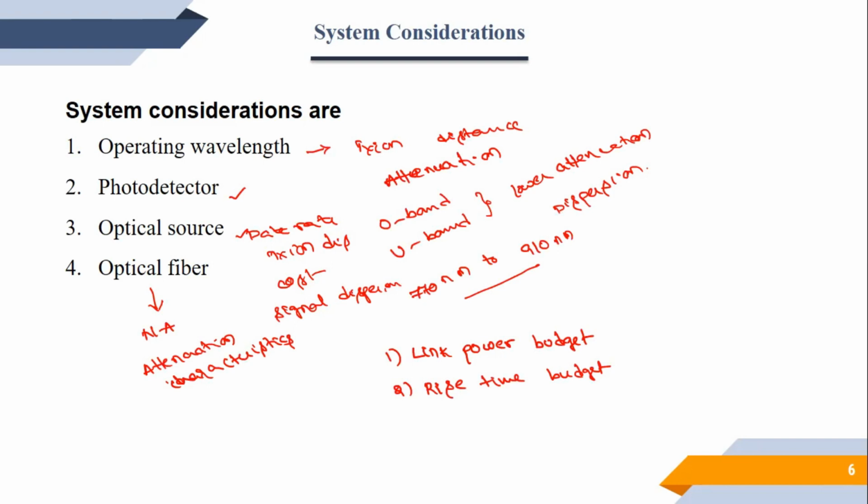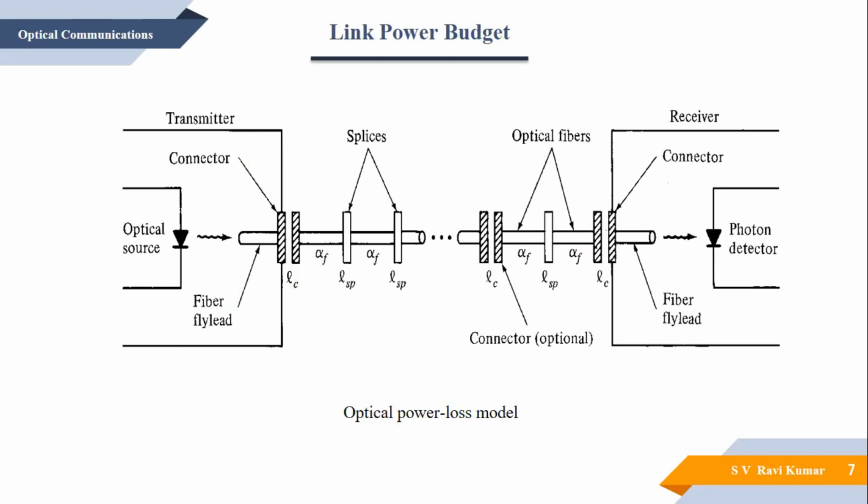Link power budget analysis determines the power margin between the optical transmitter and the receiver, and rise time budget determines the dispersion limitation of the optical fiber link. Coming to link power budget, this is very important. Here is a simple optical power loss model where we have the transmitter side and receiver side, connected with optical fiber, and in that optical channel we have filters, connectors and splices. Different components are used.